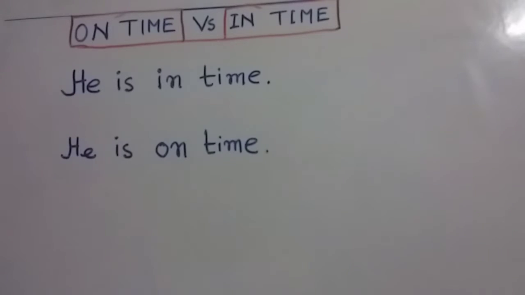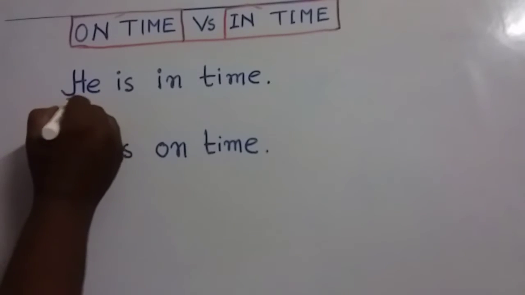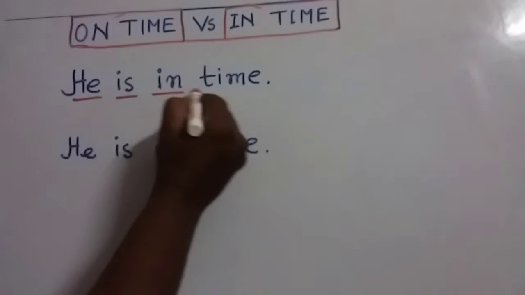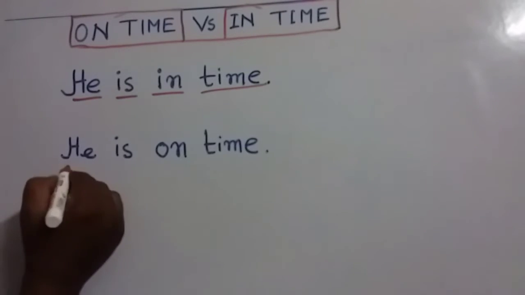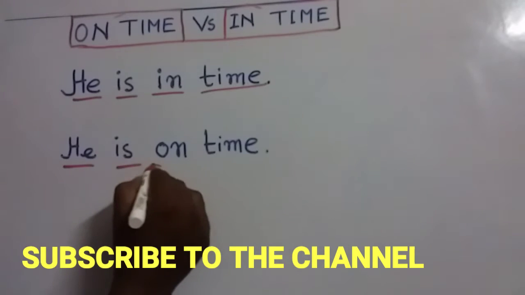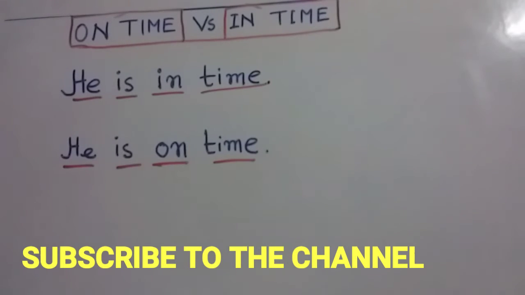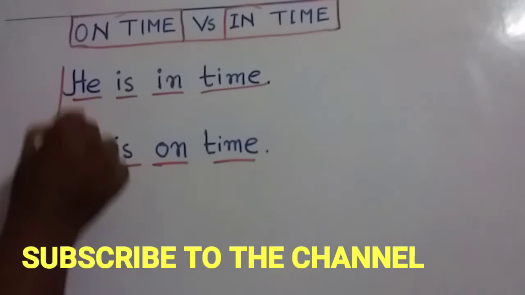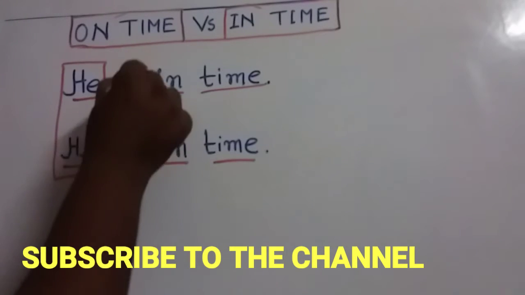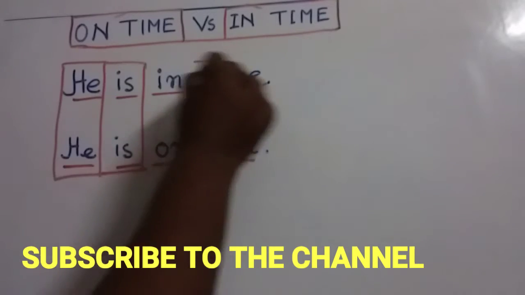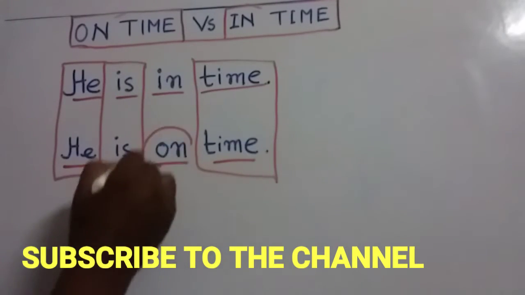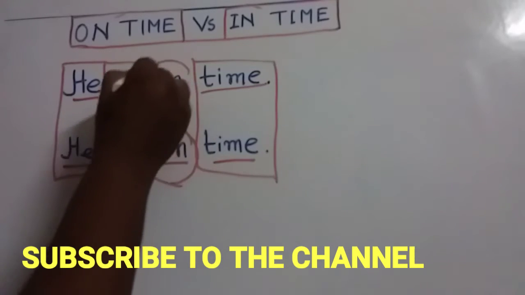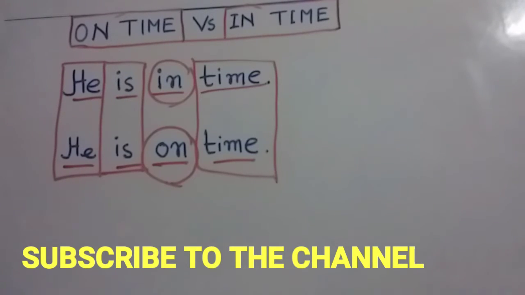In this sentence, we have written "he is in time." In the second sentence, we have written "he is on time." Friends, these words are same. Here also these words are same. And these words are also same. Only there is the difference between these words.